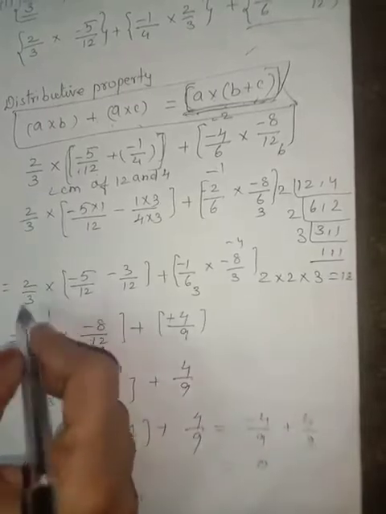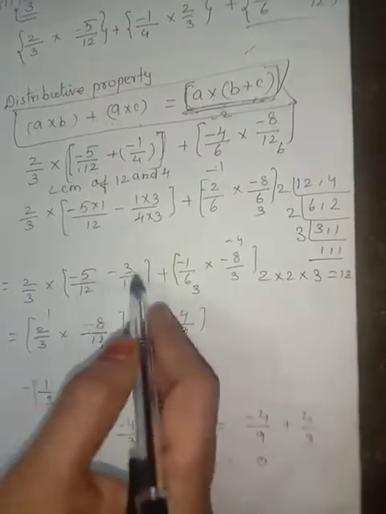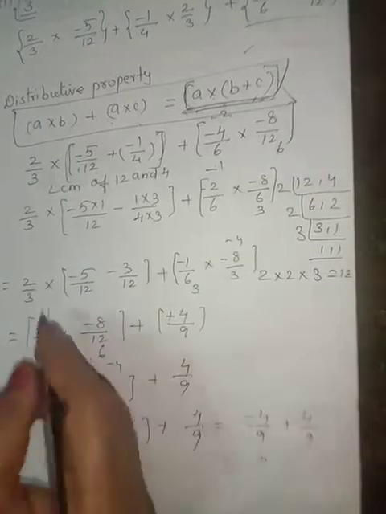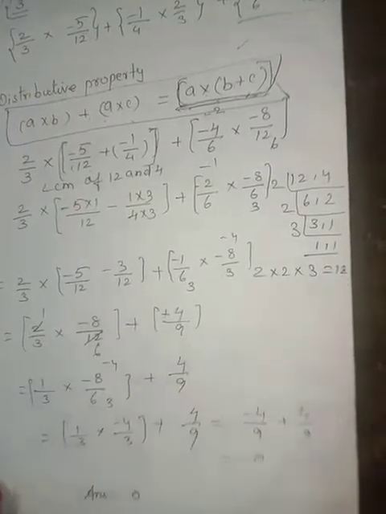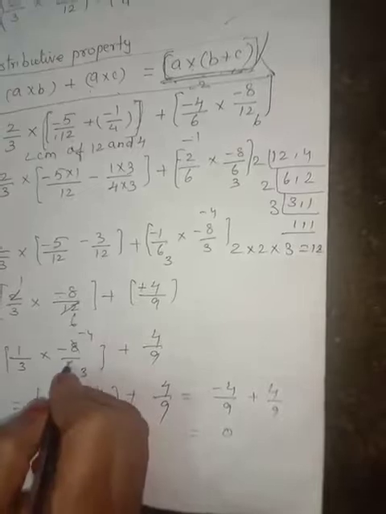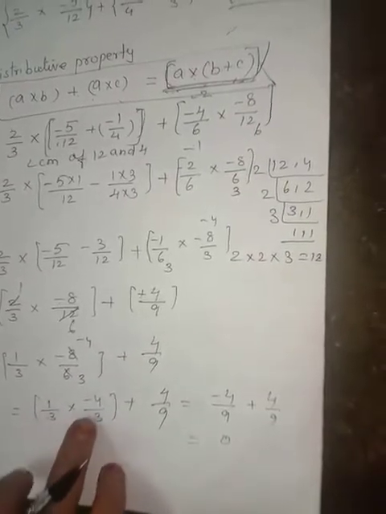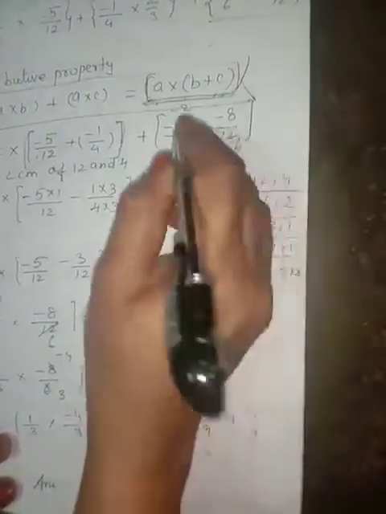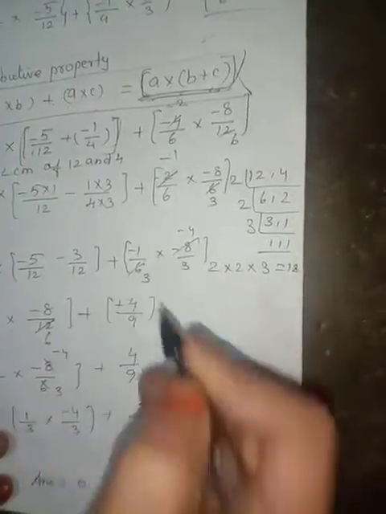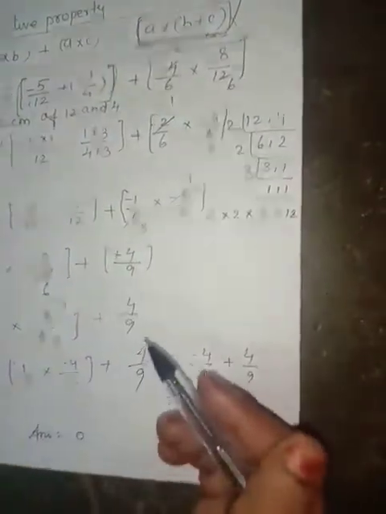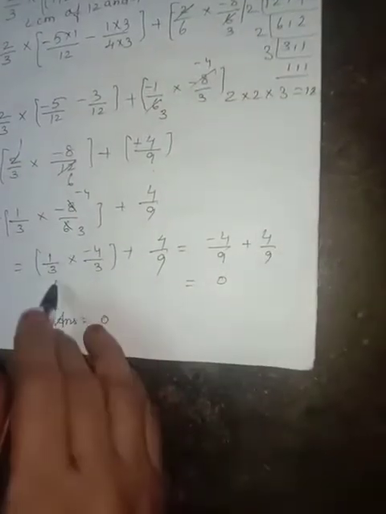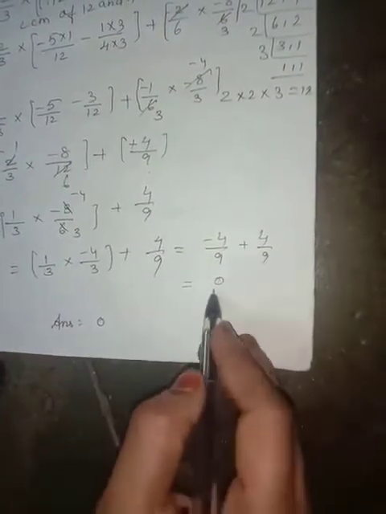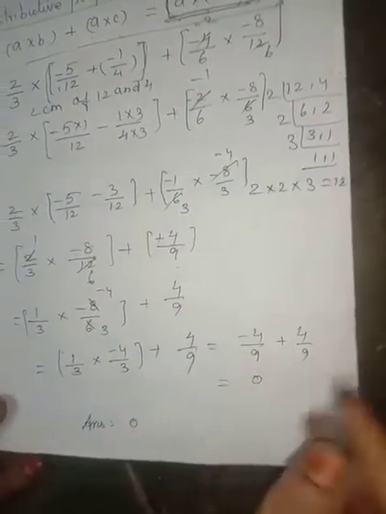We get minus 8 by 12. Then 2 by 3 into, add the numerators, minus 8 by 12. Simplifying the numerator and denominator, writing the result, we get 1 by 3 into minus 4 by 3. The third term we also simplify the same way, we get plus 4 by 9. So multiplying this bracket and adding with 4 by 9, we get 0. So evaluating using the distributive property, the answer is 0.